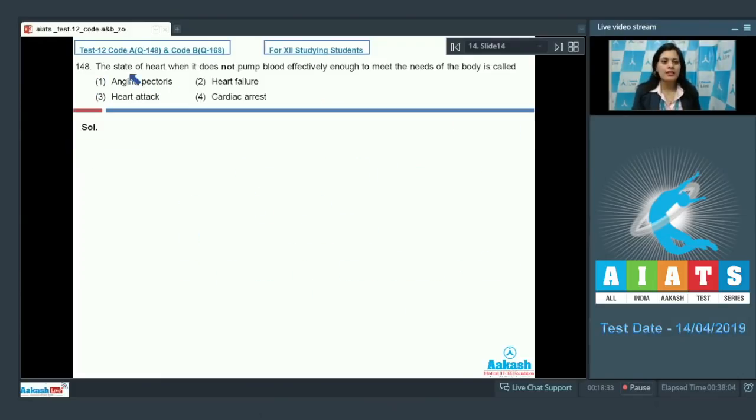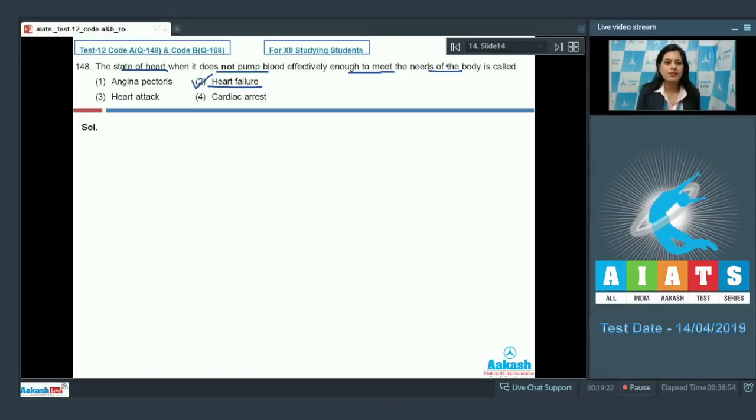Question number 148. The state of heart when it does not pump blood effectively enough to meet the needs of the body is called. And the options are angina pectoris, heart failure, heart attack, and cardiac arrest. And this is a direct line from your NCERT book, and the correct answer to this question is option number 2, heart failure. Heart failure is the condition which is referred to as the state of heart when it does not pump blood effectively enough to meet the needs of the body.